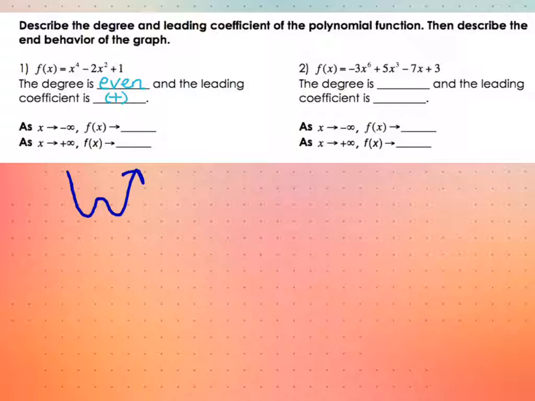So we might have a graph that looks a little bit like this right here. And so as we're going through this process of describing the end behavior, we use this kind of notation right here. And it looks a little scary, but if you understand it, it's not too bad. So basically this is saying what's going on the left side of the x-axis, and this is the x-axis right here. What's going on the left, and this is the right.